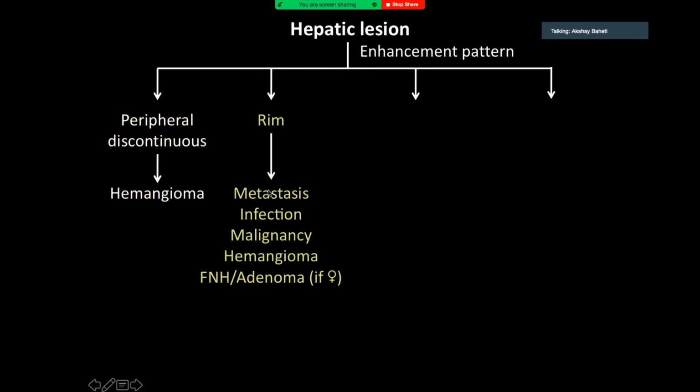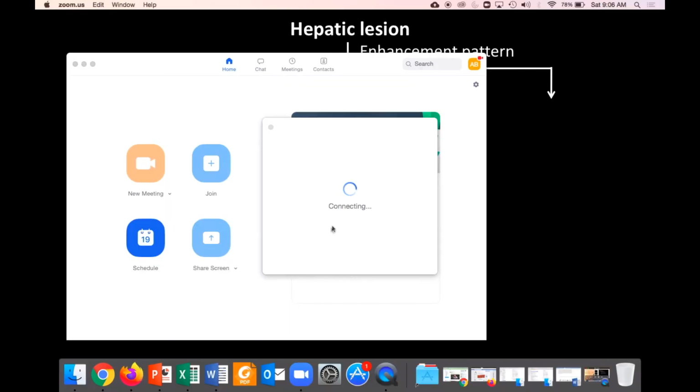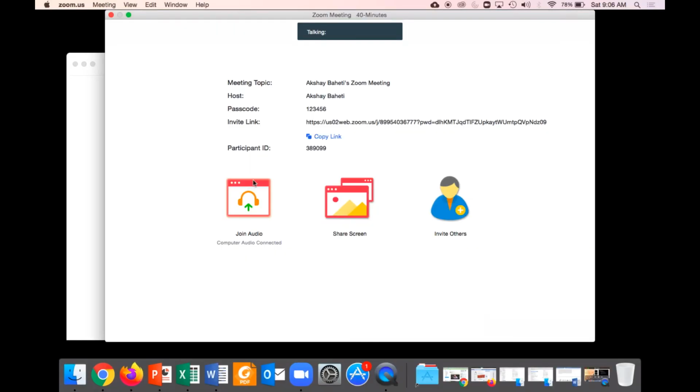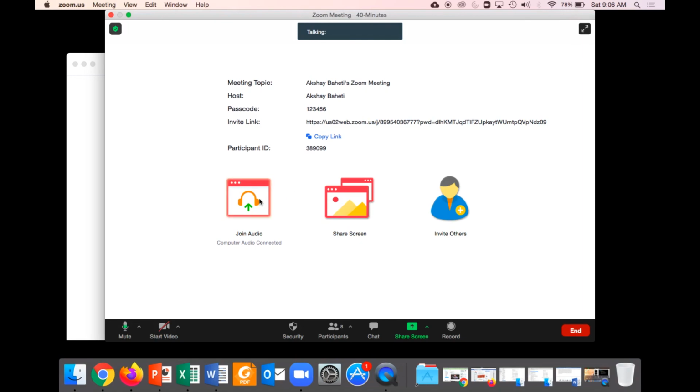Rim enhancement, there are many differentials. The mets and abscess, I think these two become the highest ones. Other malignancies, as I said, IHCC can have it. Hemangioma can rarely have rim enhancement, right? So that article I shared on the group yesterday, you will see some examples of that. FNH and adenoma, I would say very uncommonly have rim enhancement, but it's there in the list. It's very low down in the list, but it's there. So if it's an otherwise normal lady on OCPs and then you see this, then it could actually be an adenoma, right? So you have to just remember these differences.